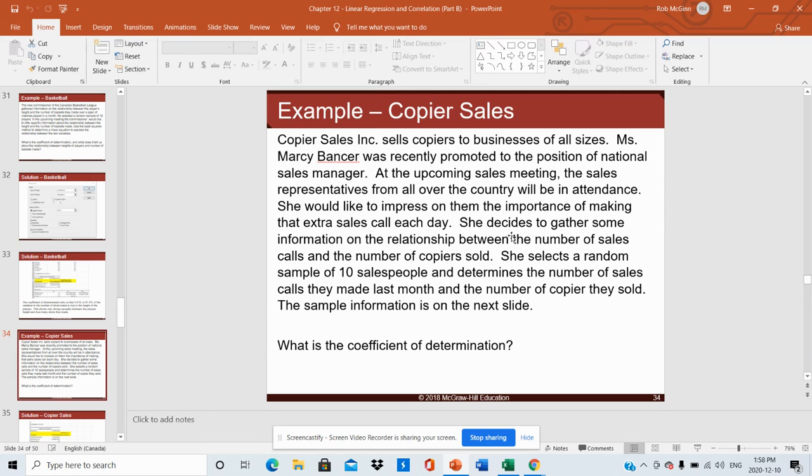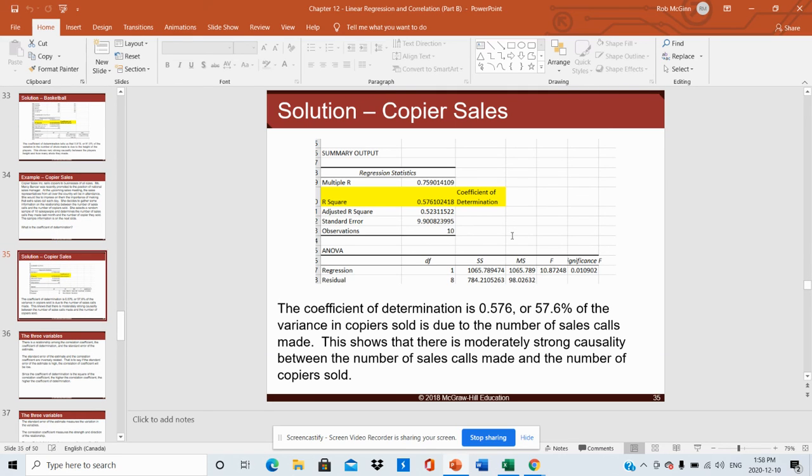All right, so hopefully you've had a chance to do that. We'll go back to our table now for copier sales, and we'll see our R square in this case is 0.576. That's our coefficient of determination. So the coefficient of determination, 0.576 or 57.6%. Sorry, 57.6% of the variance in copiers sold is due to the number of sales calls made.